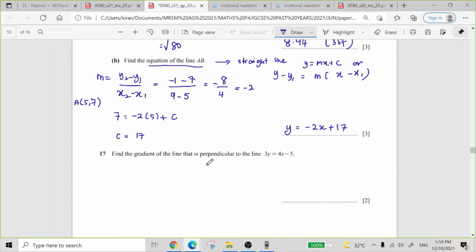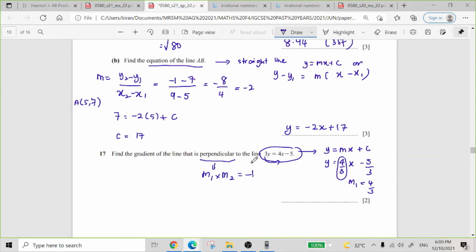So when we go to perpendicular, you must know that when two lines are perpendicular, the product of both gradients is equal to -1. So from this equation, we rearrange into the form of a straight line, y equals mx plus c, and then we get the value for m. So y equals 4 over 3 x minus 5 over 3. You bring the 3 to the other side. So it means that for this one, m1 here is equal to 4 over 3.